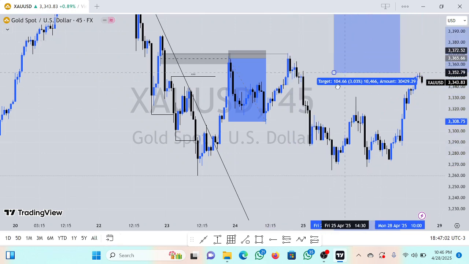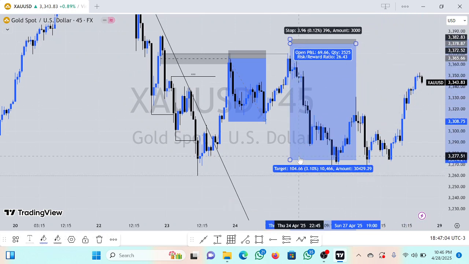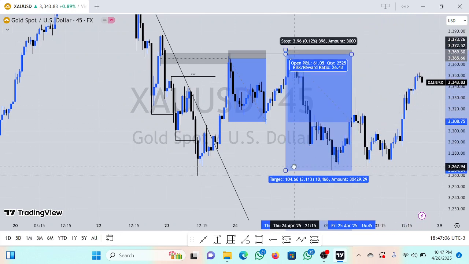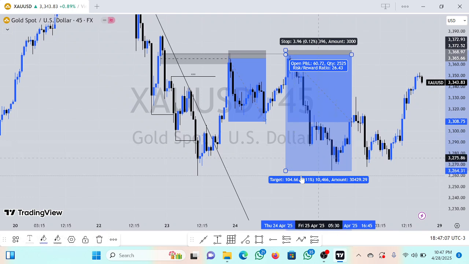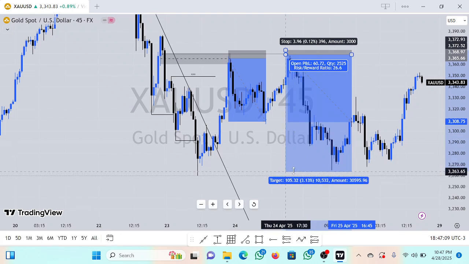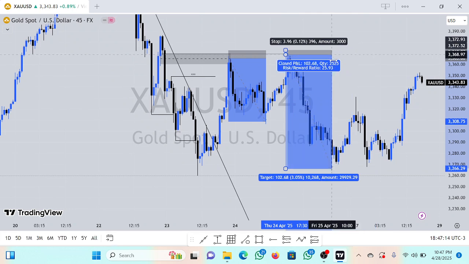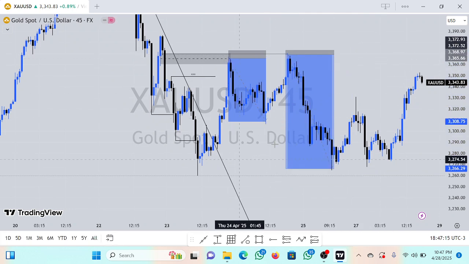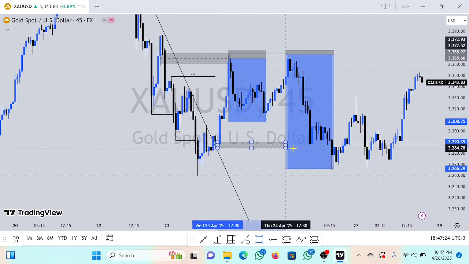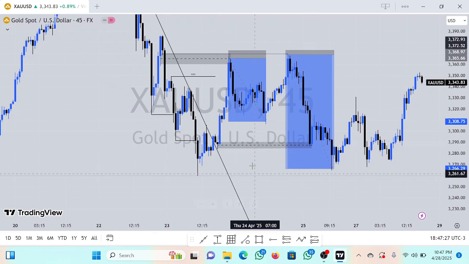Let's put our price here. So another opportunity which I took was this zone. I bought at this zone. As you can see, at the 50% of this order block, price rejected.